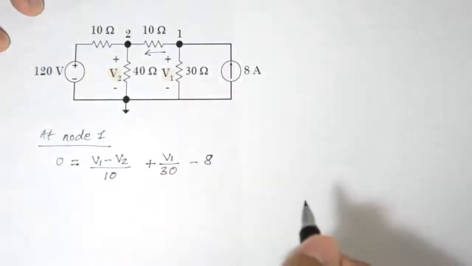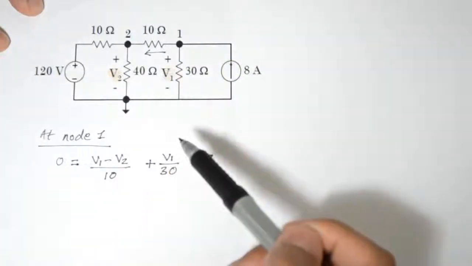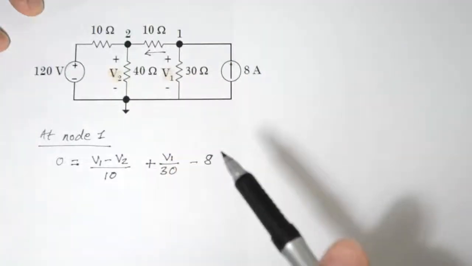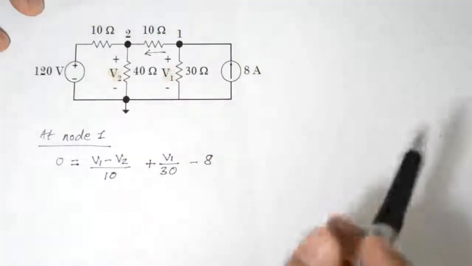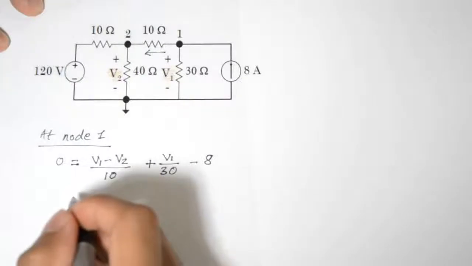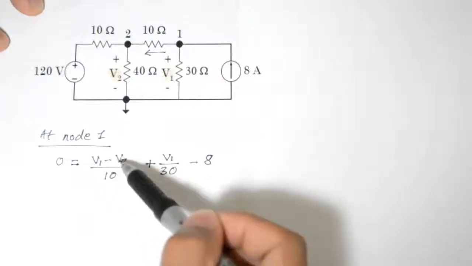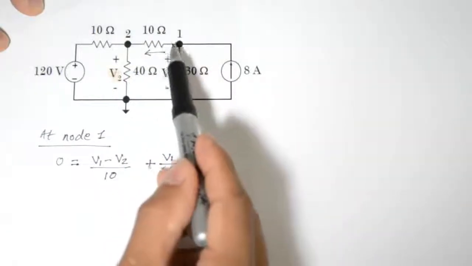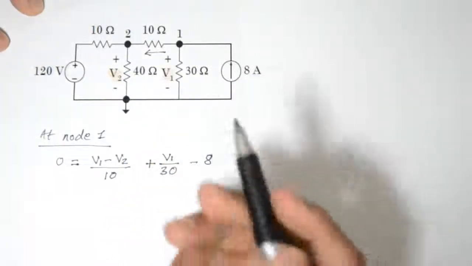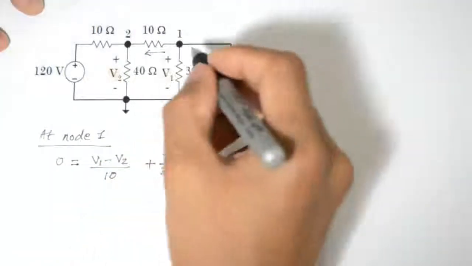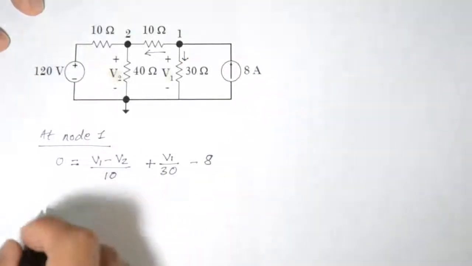I want you guys to remember this, that whenever we have a current going into the node, we take it as minus. And whenever we have current exiting the node, we put the sign as plus. So since we have 8 amperes going into this node, we take it as minus 8. So this is actually Ohm's law, because we're taking the voltage across, let's say V1 minus V2 by 10, which is the voltage across this divided by the resistance, since we know I equals V by R. So here's our first current, our second current, and our third current, which is just a negative of minus 8 amperes.